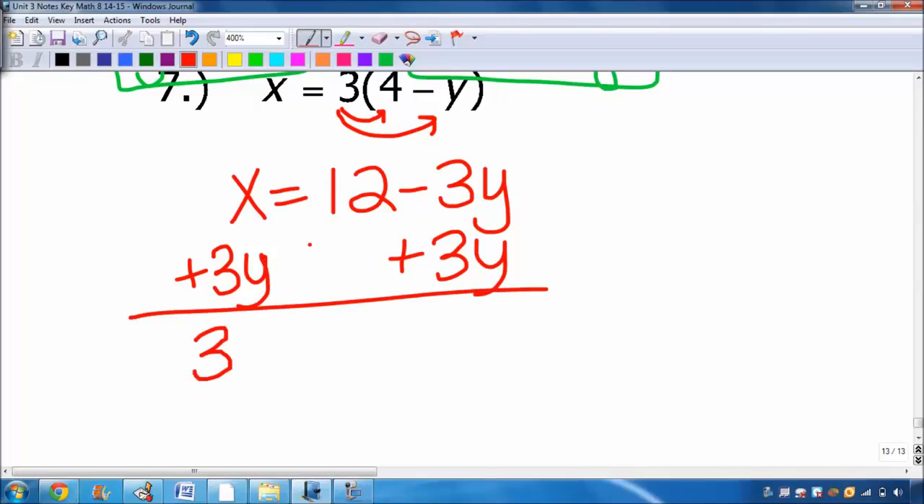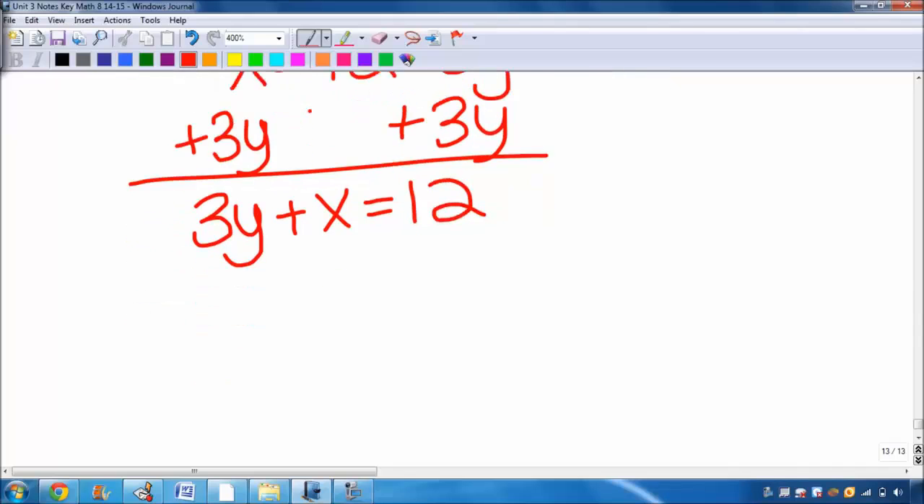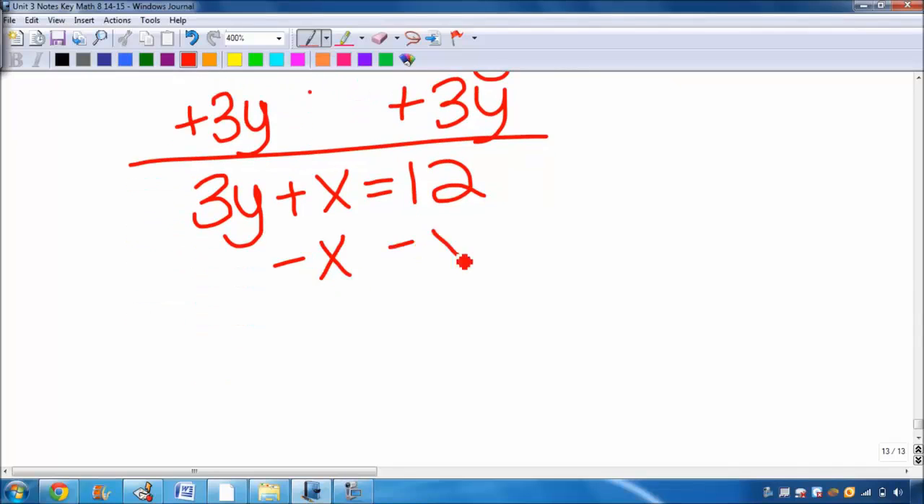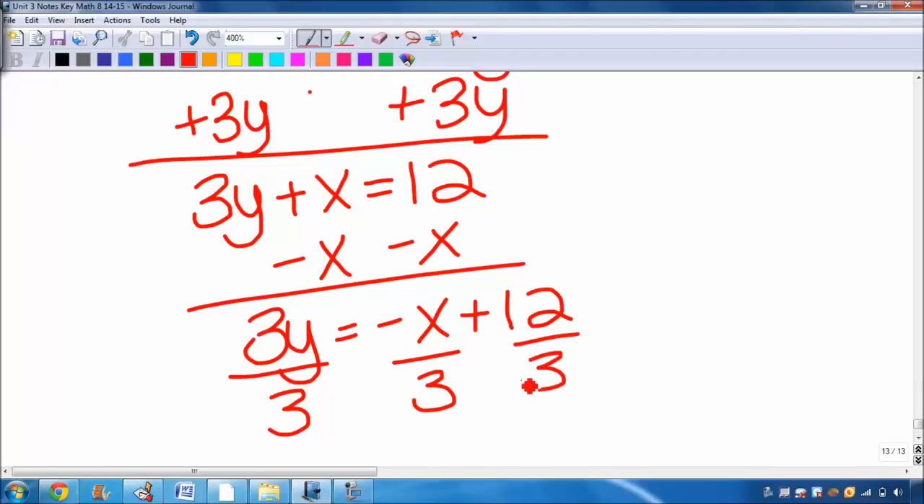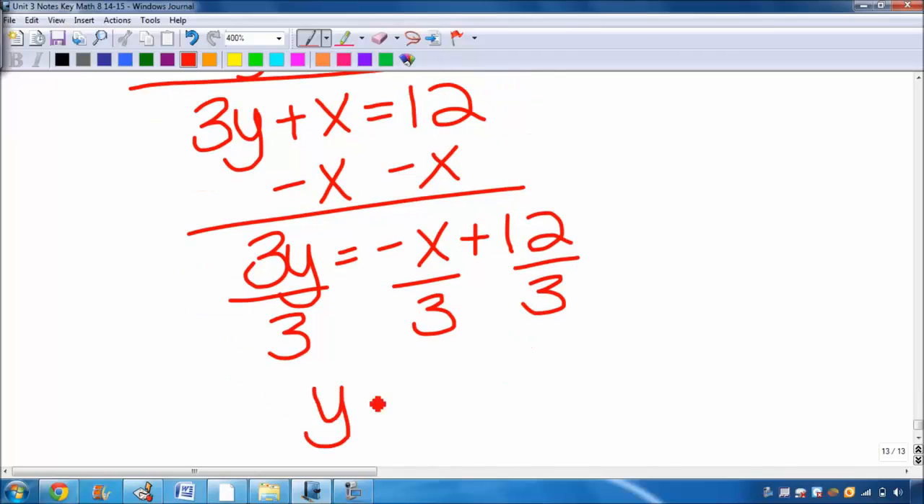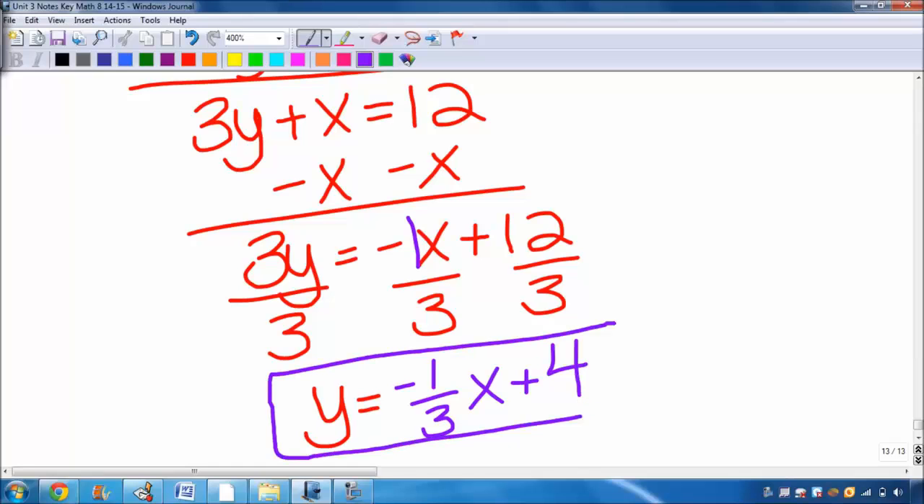So I end up getting 3y plus x equals 12. Now I need to get rid of the x, so I'm going to subtract x from both sides. So I end up getting 3y equals, remember these are not like terms, so I get negative x plus 12, or 12 minus x. Divide every single number by 3. I end up getting y equals, now this is not negative 3x because negative x is not divisible by 3. It's negative 1/3 x. And then 12 divided by 3 gives you 4, and then you are done.